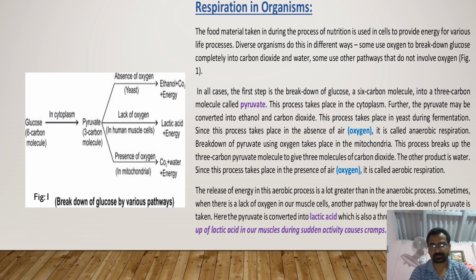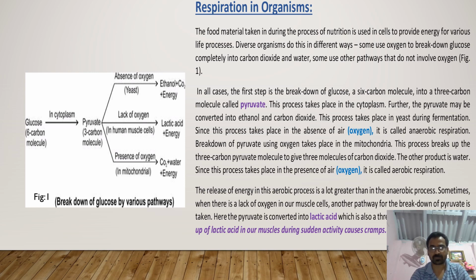Respiration in organisms. We can understand respiration as a biochemical process where food material taken during the process of nutrition is utilized by the cells. How? The food materials that go inside the cell are acted upon by enzymes, as we can see in figure 1. The glucose molecule, which has 6 carbon atoms, in the cytoplasm of the cell breaks up into a 3 carbon molecule, pyruvic acid or pyruvate.